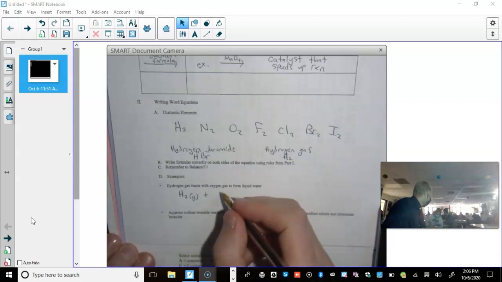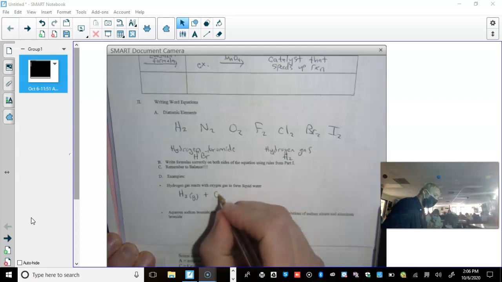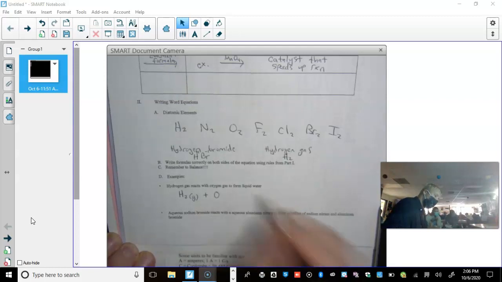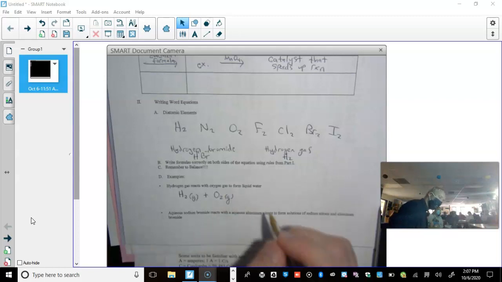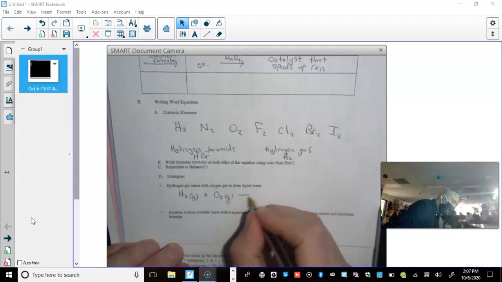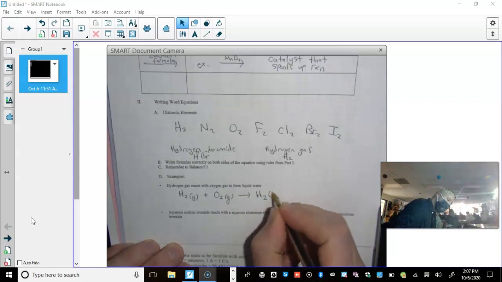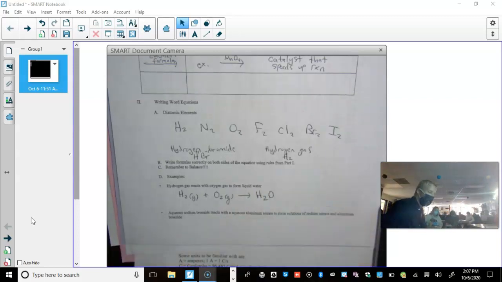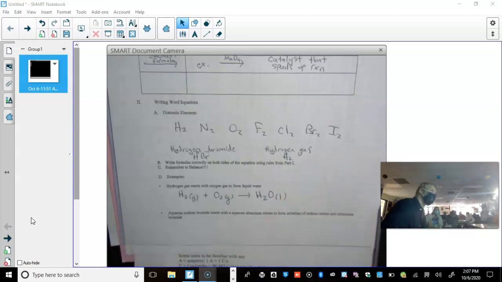Oxygen gas, how do I write oxygen gas? O or O2? O2, because it's a diatomic element. What's the state of matter? Gas. All right. And it forms liquid water. Hopefully you end this class knowing at least the formula for water being H2O. It's liquid. What's the state of matter? L. I'll go with manuscript L. There we go.